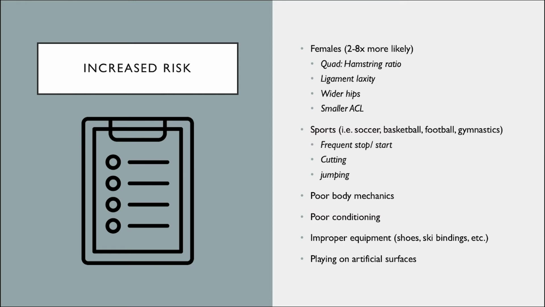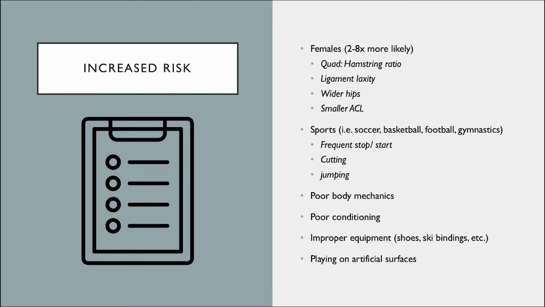Females tend to be stronger in their quads when compared to the hamstrings. The hamstrings actually play a very similar role to the ACL in preventing that anterior translation of the tibia. So a decrease in hamstring strength is going to just place more load on the ACL. We actually see an increase in ligament laxity as a whole as well, so that ACL will be more lax.